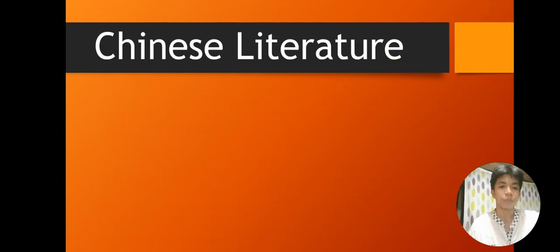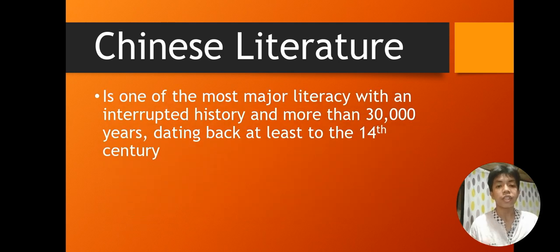So, Chinese literature. Chinese literature is one of the major literatures with an uninterrupted history of more than 3,000 years, dating back at least to the 4th century. So Chinese literature is a vast and diverse reflection of China's history, culture, and philosophy, and encompasses poetry, novels, drama, and essays.